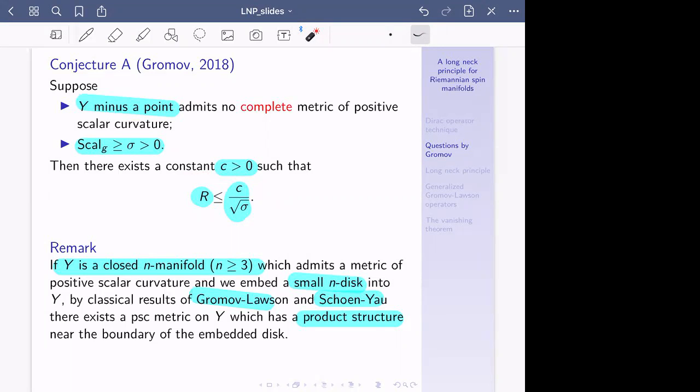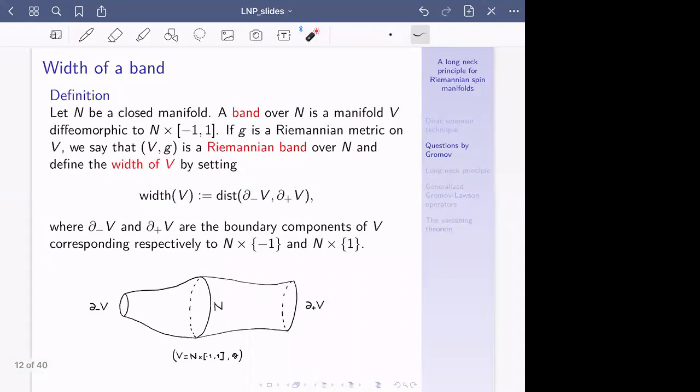So now I want to discuss a third question that is again related to the length of the neck of a manifold with boundary. In this case, we start with a closed manifold N, and a band over N is a manifold V, which is diffeomorphic to N times a segment, minus one, one, let's say. And now we put a Riemannian metric G on the band V. In this case, we say that V is a Riemannian band over N.